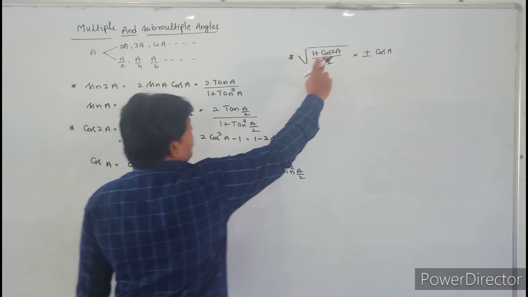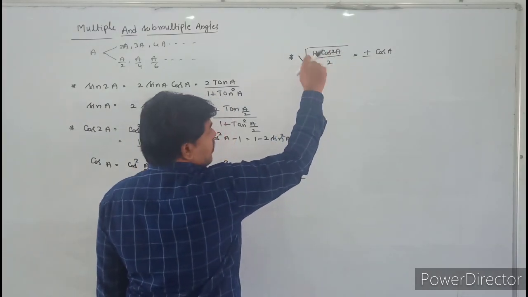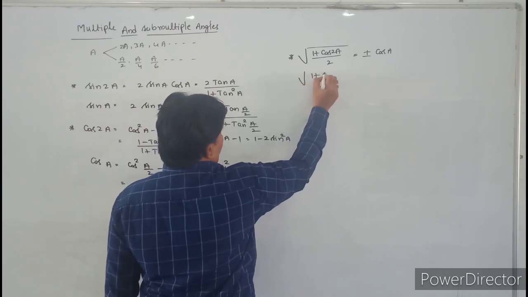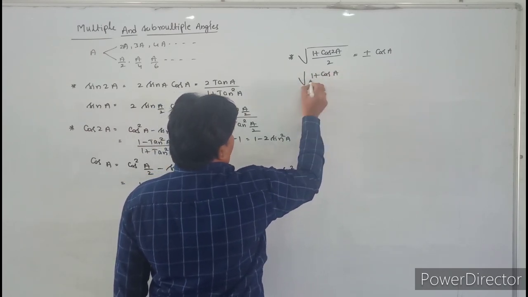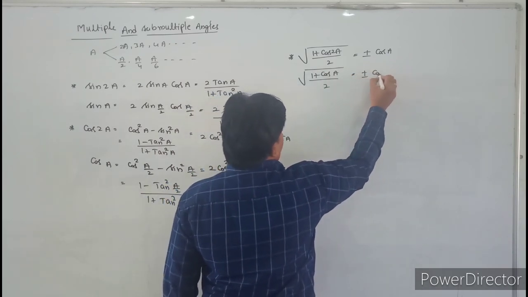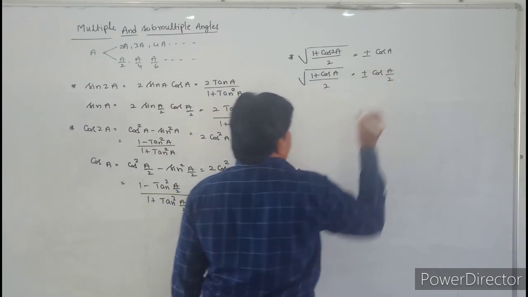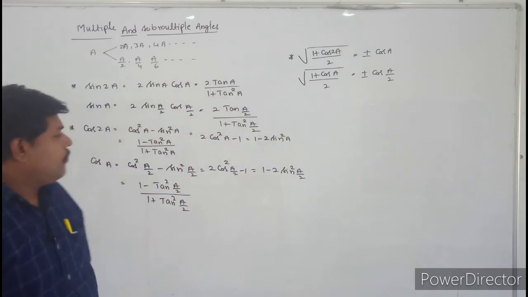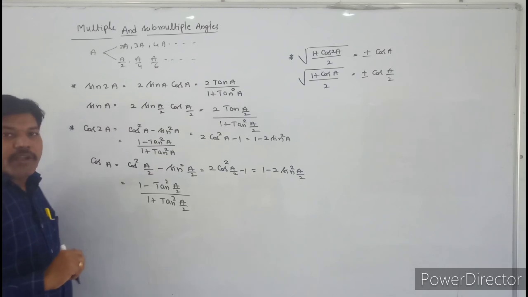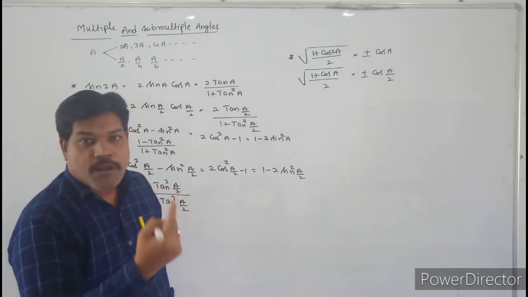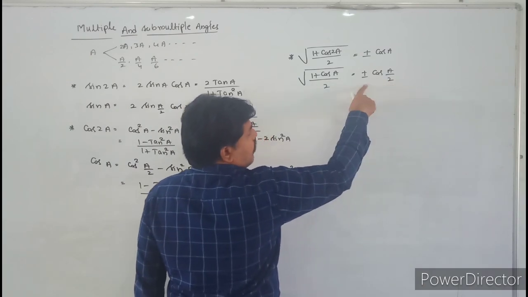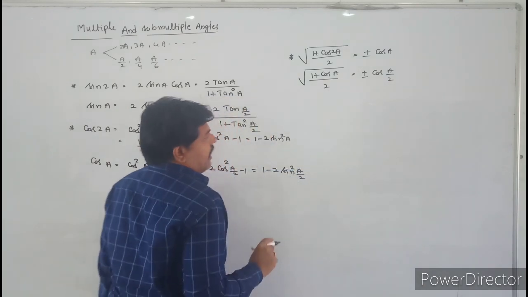And also in the place of A, you can replace A by 2, the submultiple angle. So it will become root of 1 plus cos A by 2 is equal to plus or minus cos A by 2. If you apply this formula, 2 cos square A by 2 minus 1, then it will become plus or minus cos A by 2. So it depends upon what the angle is. The plus or minus depends upon the angle A.